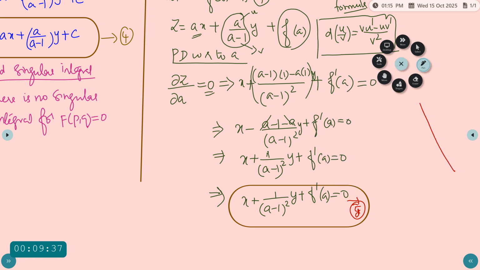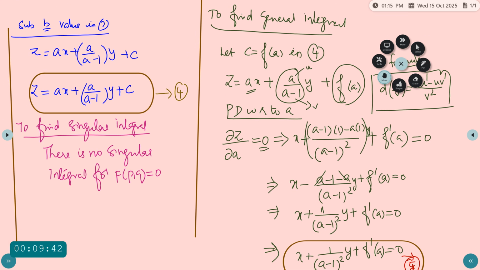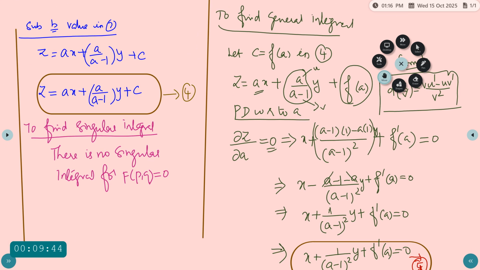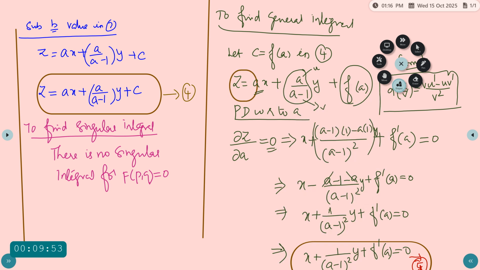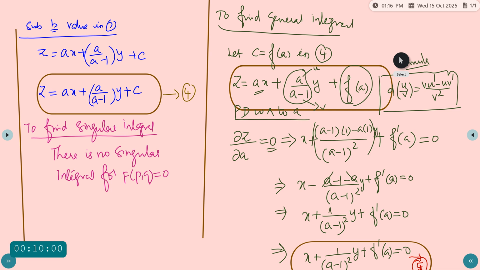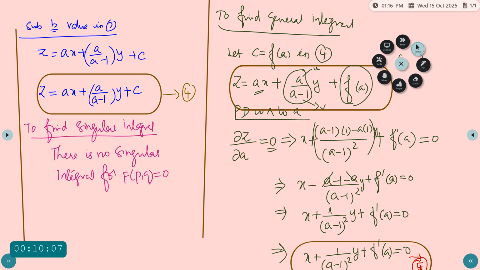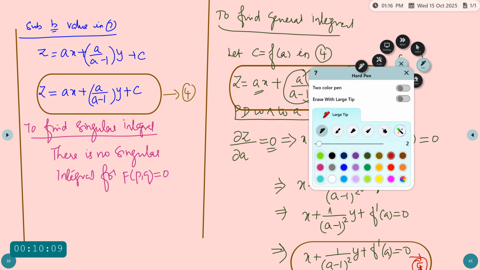Eliminate a between these two equations. First equation is c equal to f of a. For our convenience, this equation is named as equation number 4.